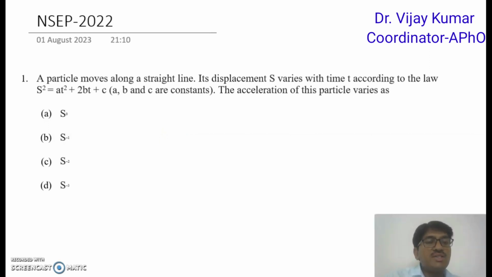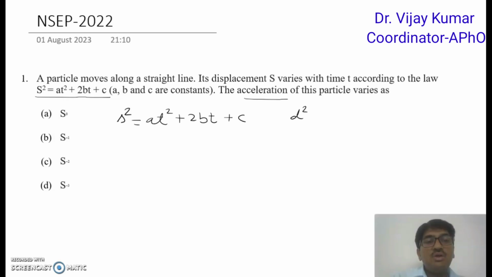Its displacement s varies with time t according to the law s square equal to at square plus 2bt plus c. a, b, c are constants, and we have to determine the acceleration of the particle, and these are four options. So we know that s square equal to at square plus 2bt plus c, and we have to determine the acceleration, and we know that acceleration is d2s upon dt square.